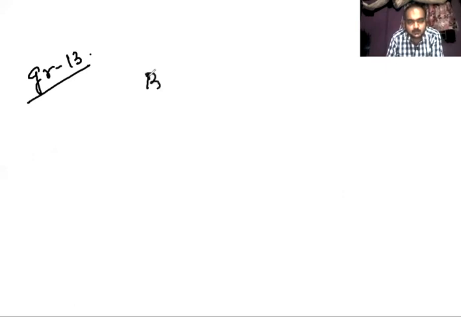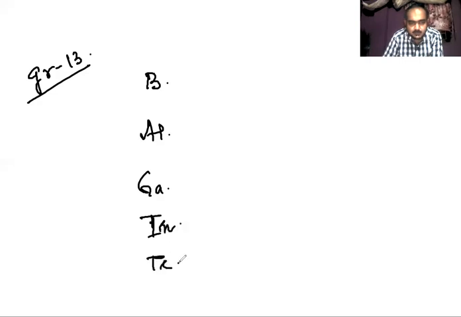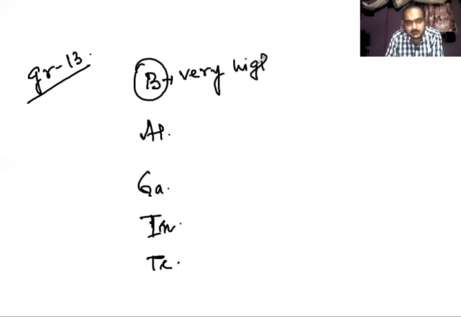Now in group 13, first their melting point comes. So this is boron, this is aluminium, this is gallium, this is thallium, this is indium. Boron has a very high melting point.